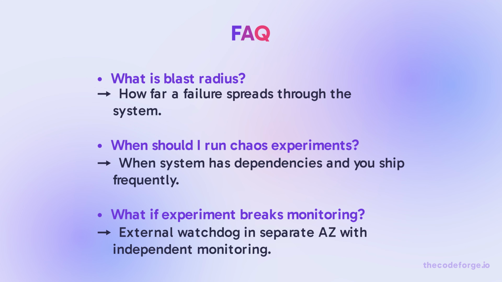And a few frequently asked questions. What is blast radius? How far a failure spreads through the system. When should I run chaos experiments? When the system has dependencies and you ship frequently. What if the experiment breaks monitoring? An external watchdog in a separate AZ with independent monitoring.